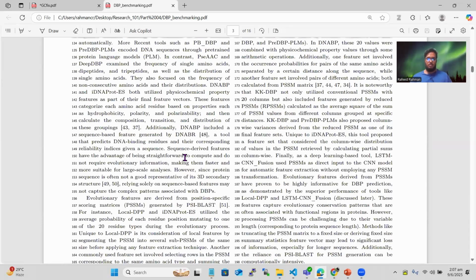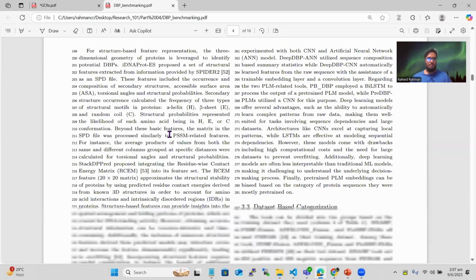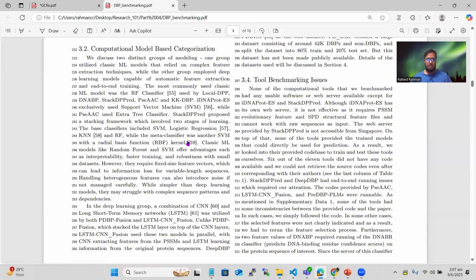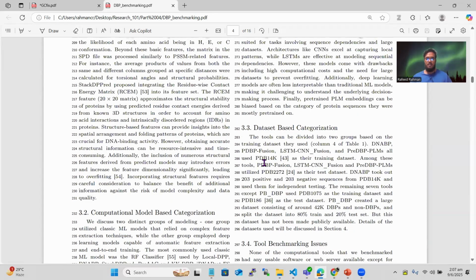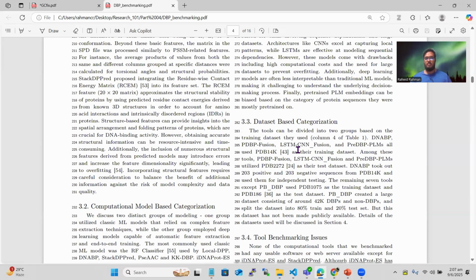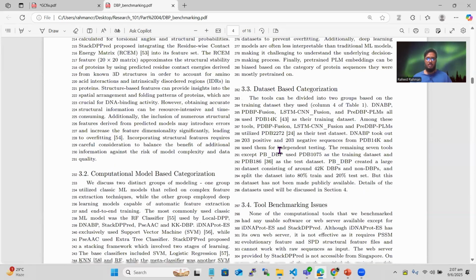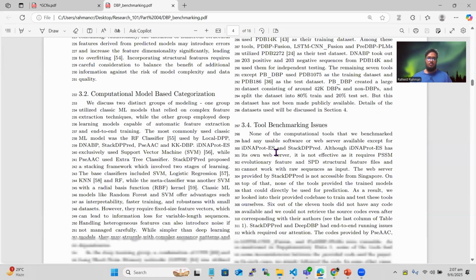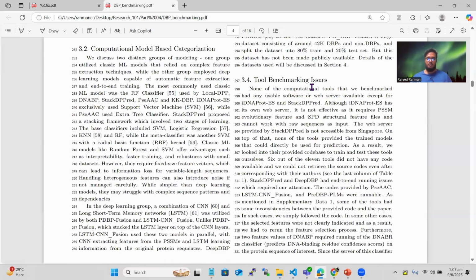Then I also talked about the model-based categorization, like what kind of model they're using, and I divided them into 2 categories, the methods, and finally dataset-based categorization, what kind of dataset they are using. So according to the dataset, I can also categorize these methods. So it's a nice way to actually show, basically cluster the methods together based on different types of categorizations, basically.